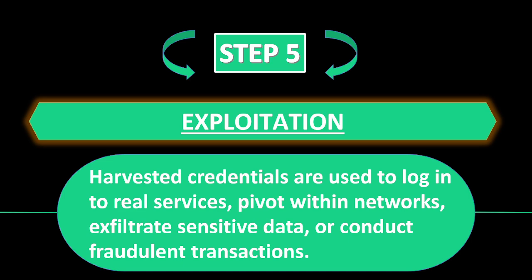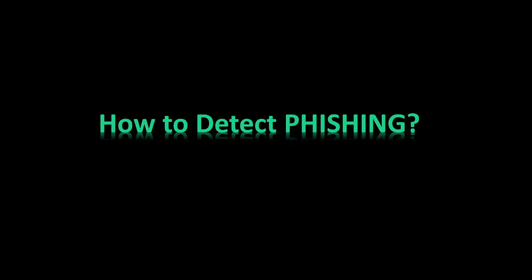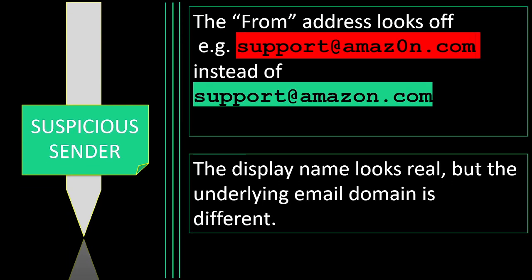Now, the bigger question, how to detect phishing? So let's see step by step. First one, you need to identify the sender, suspicious sender, sorry. The from address looks off.